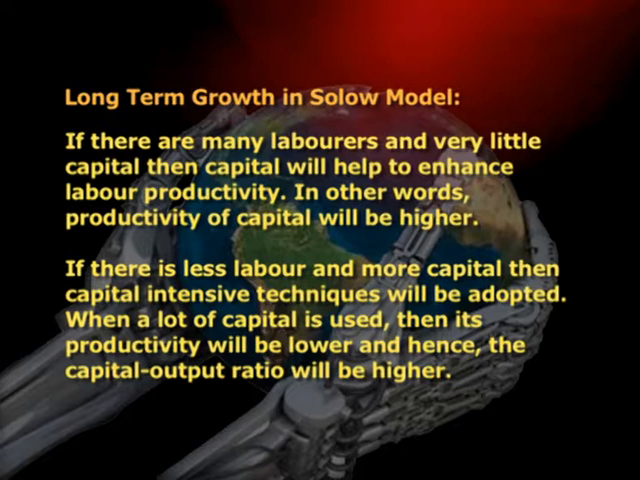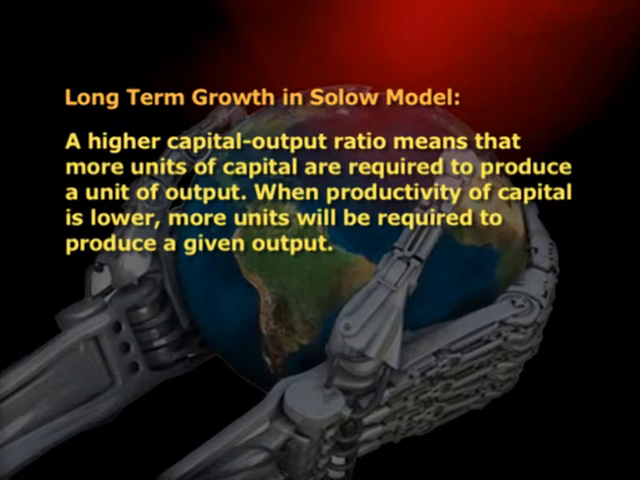When a lot of capital is used, then its productivity will be lower and hence the capital output ratio will be higher. We may recollect here that a higher capital output ratio means that more units of capital are required to produce a unit of output. When productivity of capital is lower, more units will be required to produce a given output. In this model, the capital output ratio theta is endogenous.